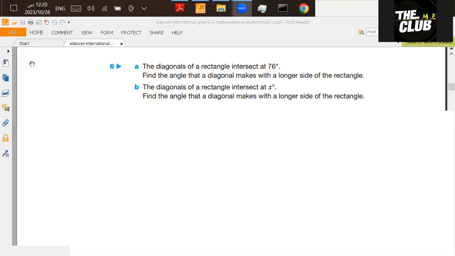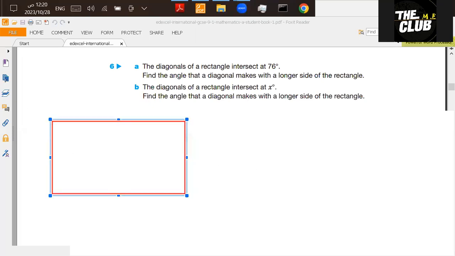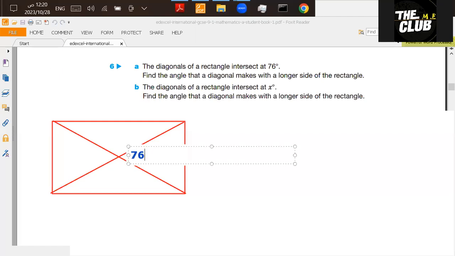It means if I have a rectangle like this, let me draw it so you can understand the idea. This is a rectangle. Let's make it big. And the diagonals of this rectangle, let's make two diagonals, this diagonal and this diagonal. So the diagonals intersect at 76. So the angle that the diagonals make by intersection is 76, like this. This is the angle of the intersection.